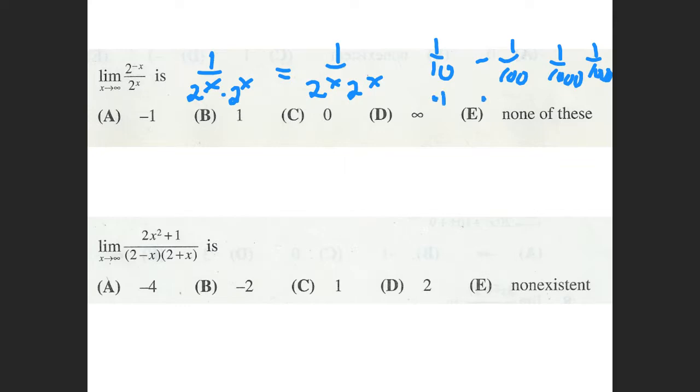1 over 10 is 0.1. 1 over 100 is 0.01. 1 over 1,000 is 0.001. 1 over 10,000 is 0.0001. So where is this going to? The larger it's going, it's getting closer and closer to 0. So the limit of this problem is just 0. Because I've got a small number on top, I've got a big number on bottom, and that is going to be 0 on there.